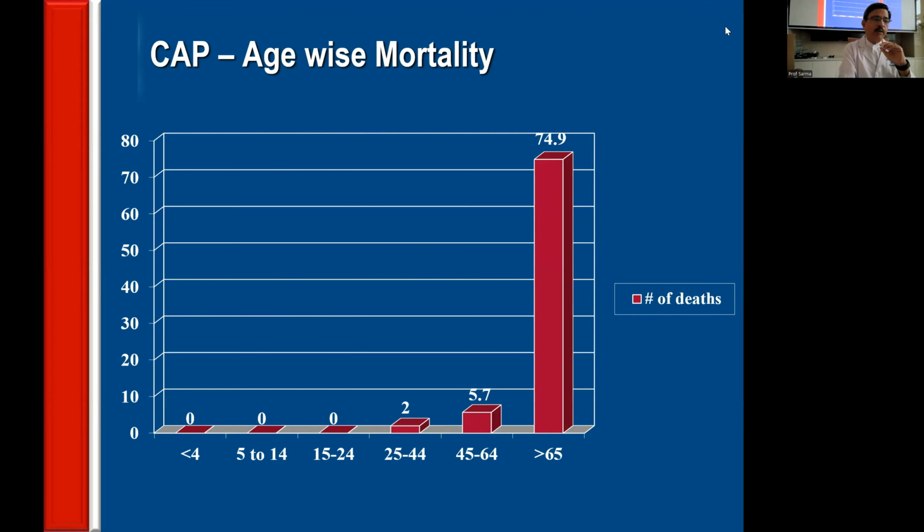You have a scoring called the CURB-65. You know CURB-65? You use it in your ward. Anesthetists may be using CURB-65. I will tell you about that. Okay.